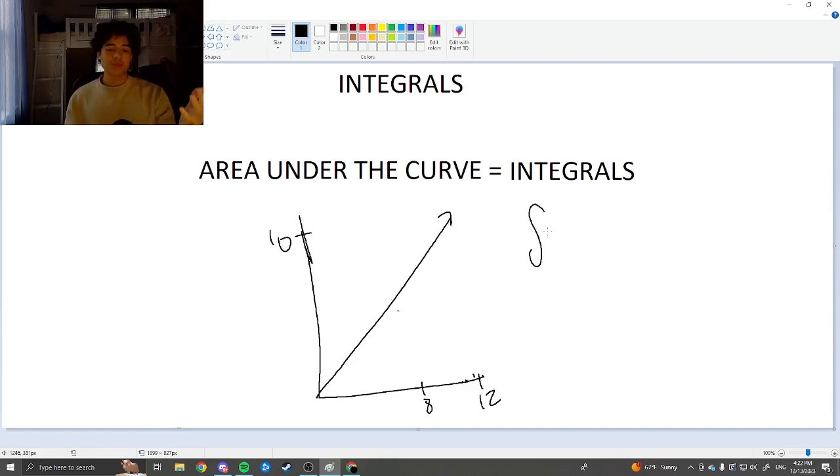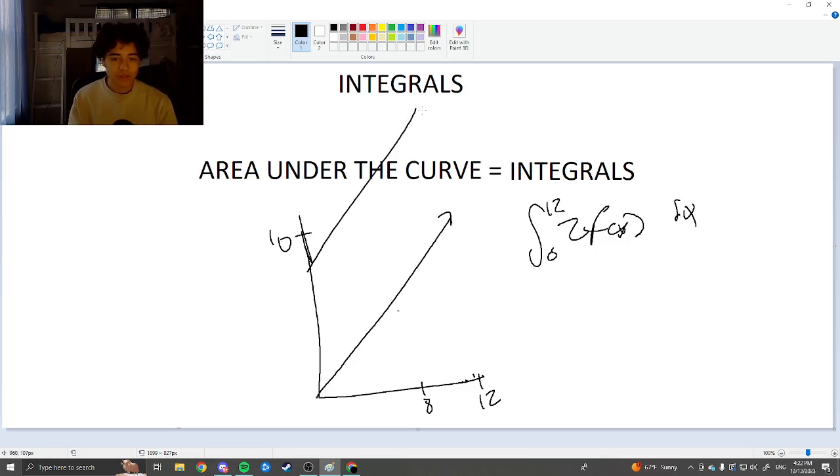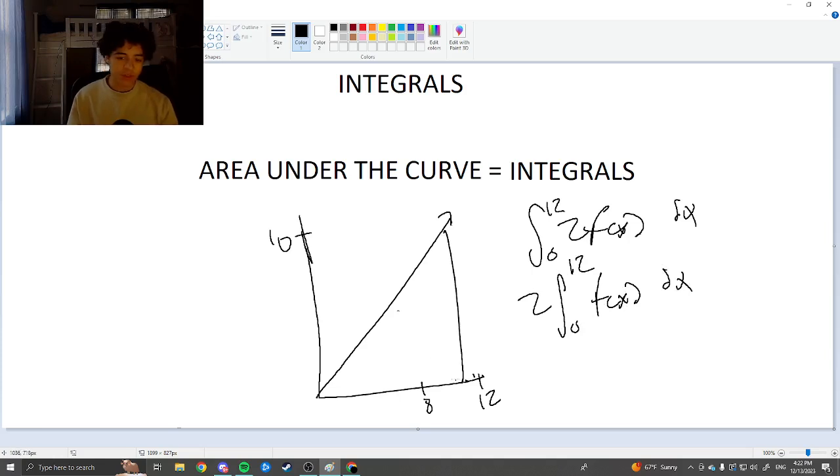Also, I'm just going to speed through all the rules real quick. If you have like from 0 to 12 and you have 2 f of x dx, what do you do here, right? Do you multiply this function by 2 and make it like up here or something? No, you don't. You could just move the 2 to the outside. And this is the same thing as 2 times the integral from 0 to 12 of f of x dx, right? So you just find this area, which is 60, we already said that, and multiply by 2, so this would just be 120. So anytime you have a constant inside, you just move it outside and multiply it at the end.